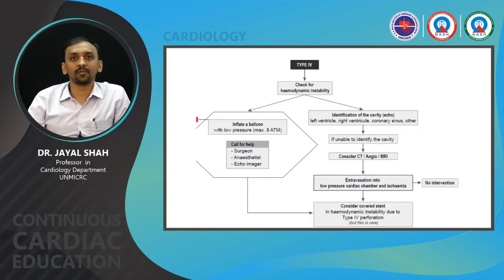So type 4 perforation: check for hemodynamic instability, and then we have to call for help and inflate a low pressure balloon. If there is extravasation into a low pressure cardiac chamber, most of these patients are stable because the dye is staining into a low pressure cardiac chamber, but if the patient is hemodynamically unstable, we have to cover it with a covered stent.